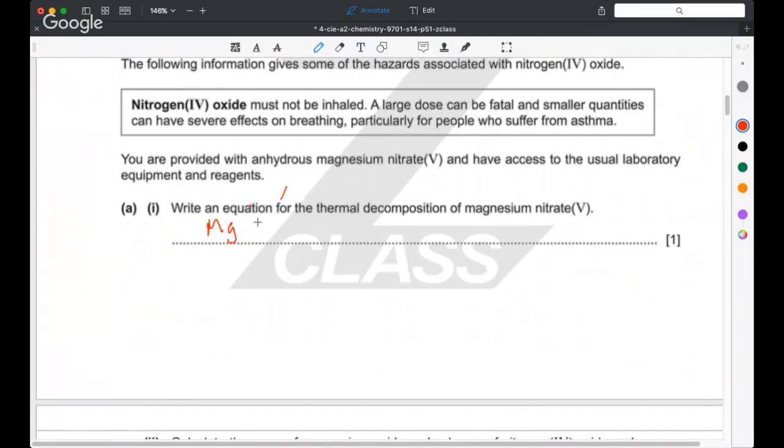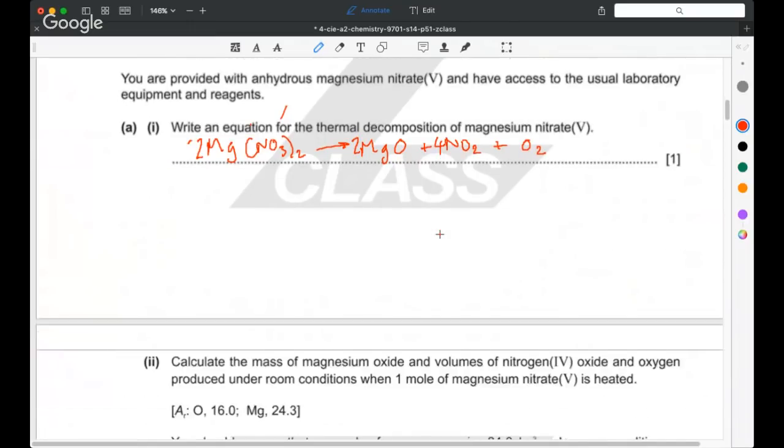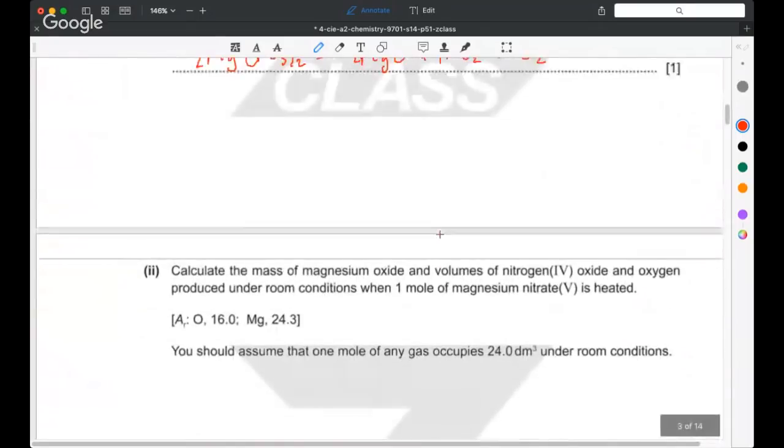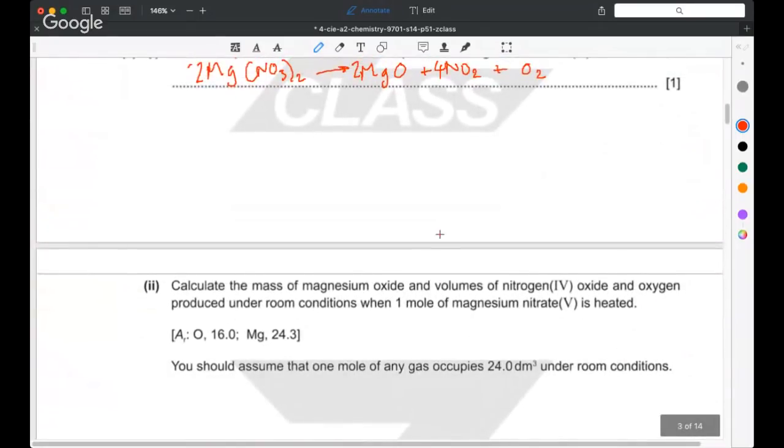So this is magnesium nitrate 5. There it is, and we're heating that. We're going to white magnesium oxide. We've got brown gas, nitrogen dioxide, and we've got oxygen gas. And when you do all the balancing up, the stoichiometry of the equation, you get all of that. Then it continues down, and it's just checking that you can do a few simple calculations here.